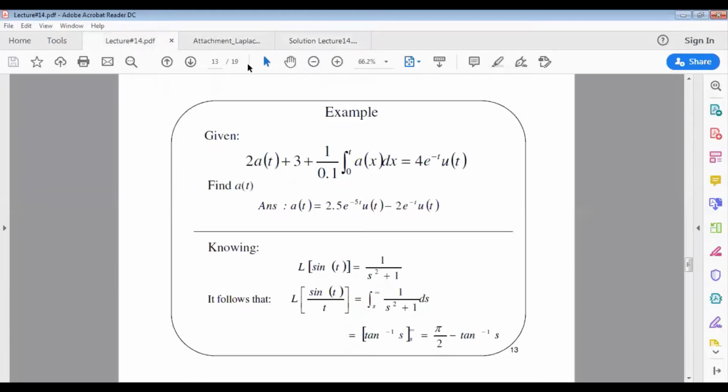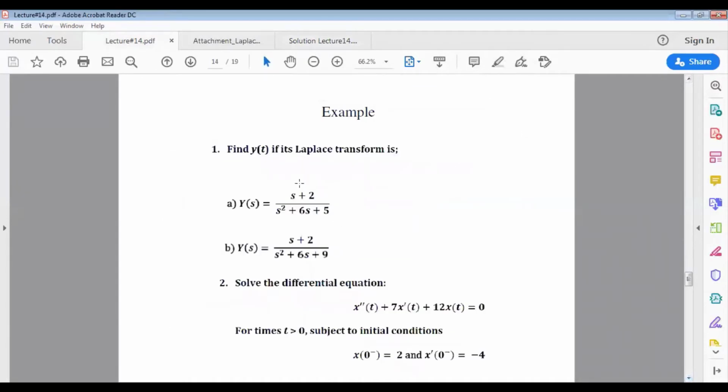So let's continue with the lecture. The example I give you here is to use partial fractions to solve for y(t). I'm not going to do this example; I believe you can try to solve it on your own. Parts a and b basically use partial fractions: find the partial fractions, and then from the partial fraction values, you can find the inverse Laplace transform.